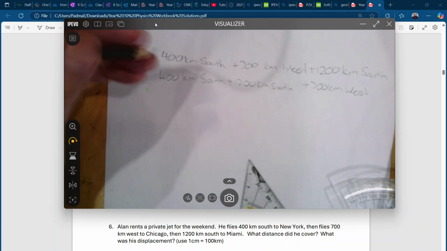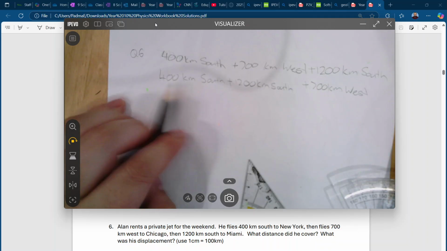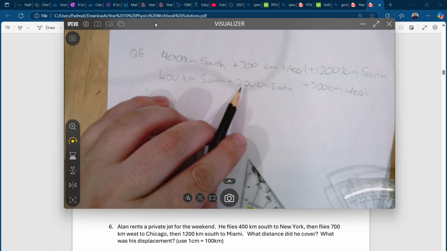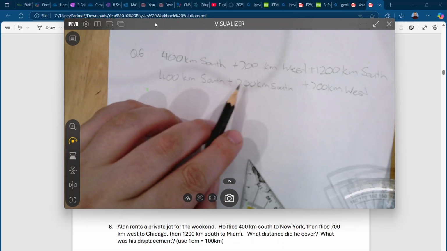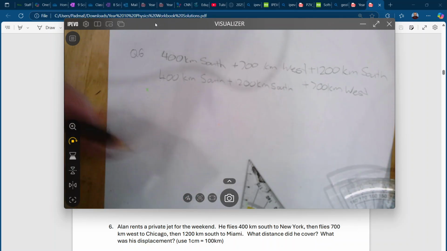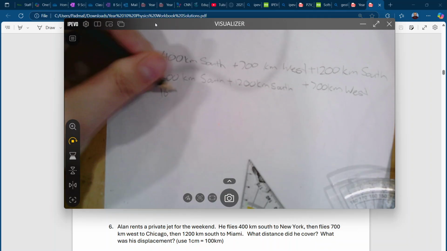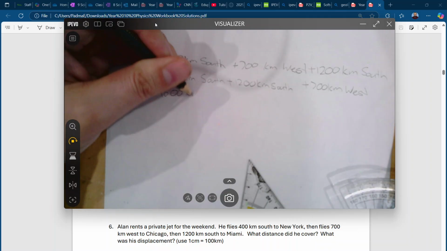same direction. If you go 400 kilometers south and also go 1,200 kilometers, so 400 and 1,200, you are traveling a total of 1,600 kilometers south.